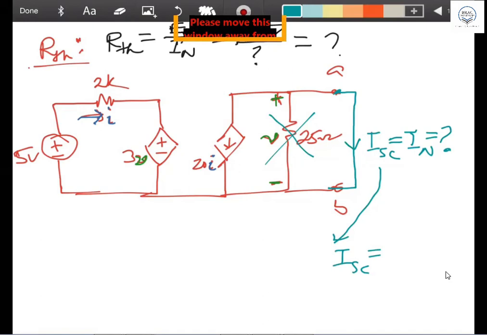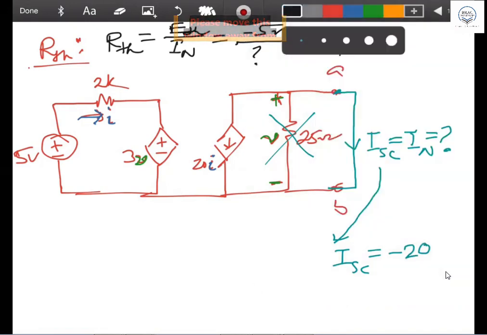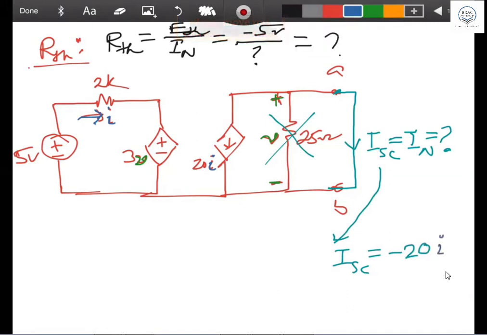What will be all the current? Minus 20 I. Absolutely. Any children could not understand? Are there anyone? Minus 20 I. Hey, all of you got it or not? Yes, sir. Good. So this is minus 20 I. What we can write.